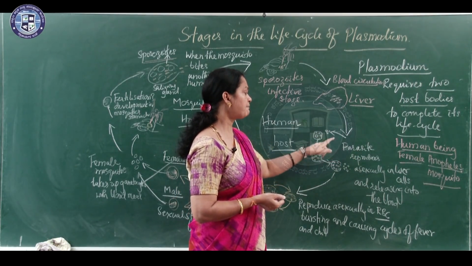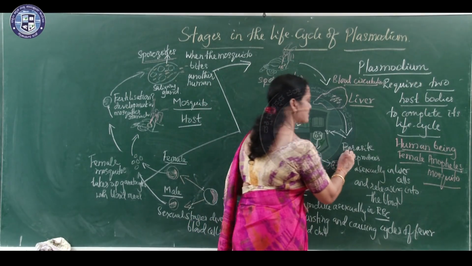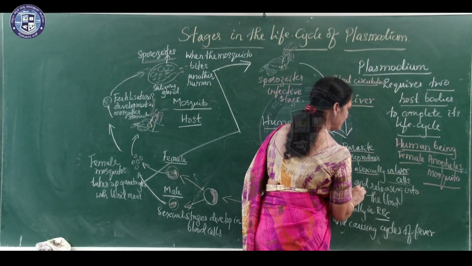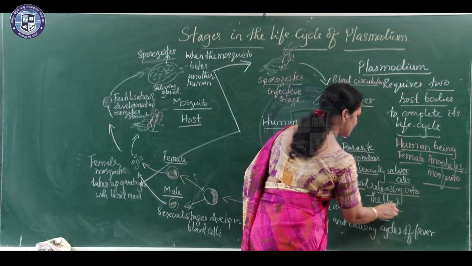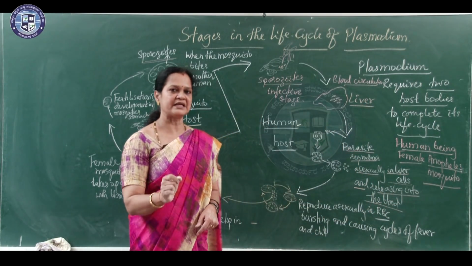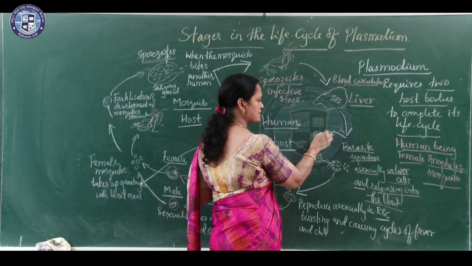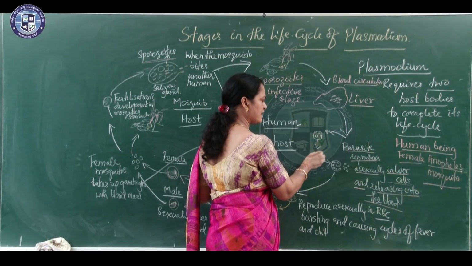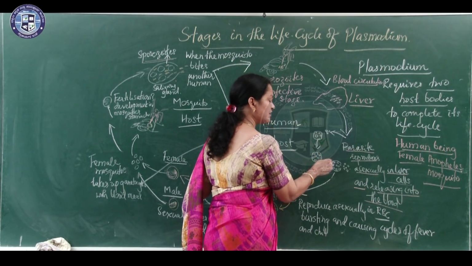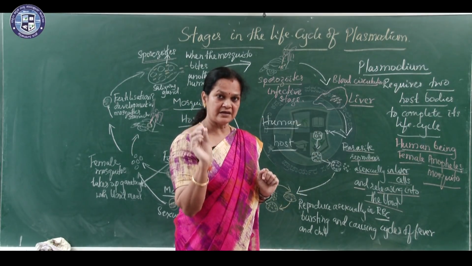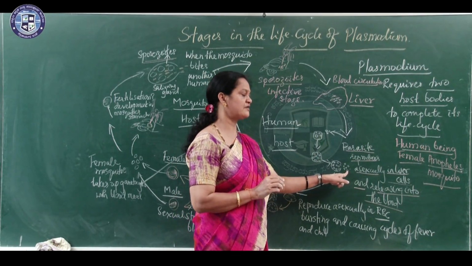Here the parasite reproduces asexually in the liver cells, and it is released into the blood. So, that will be released into the bloodstream. See here, you can find the parasite, and that enters the liver cell, where it will be multiplied, and then by rupturing the liver cells, or lysing the liver cells, the parasite will be released.